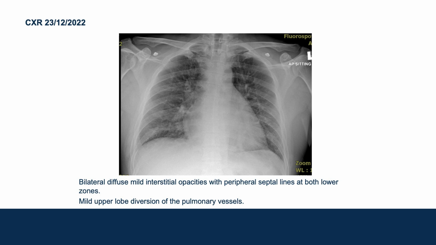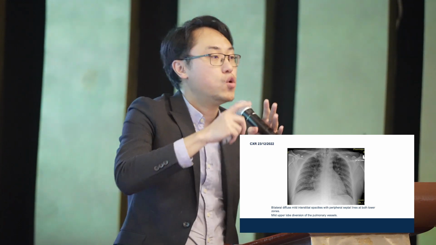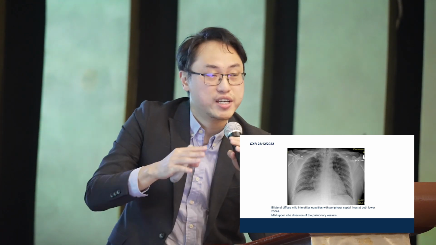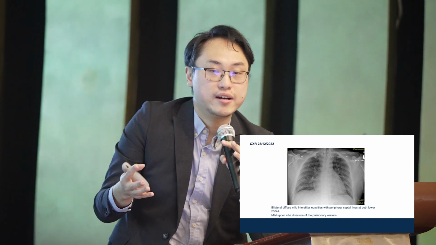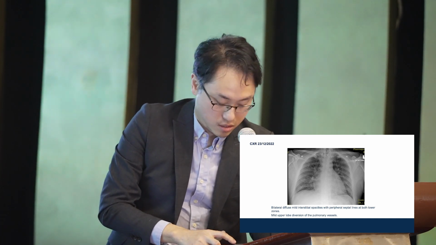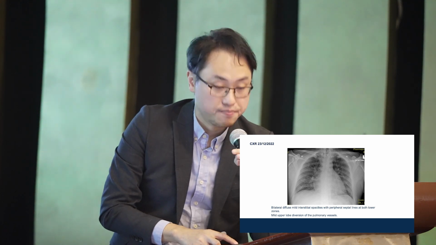The X-ray shows the classical bilateral diffuse interstitial opacity and some septal lines at both lower zones, and upper lobe pulmonary diversion. So these are congestive heart failure signs in the X-ray. The heart also appeared slightly enlarged, but I think this is an AP projection.